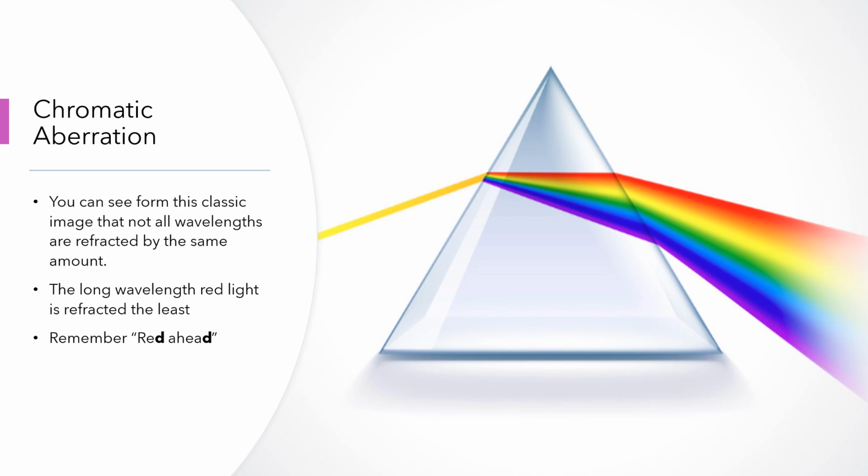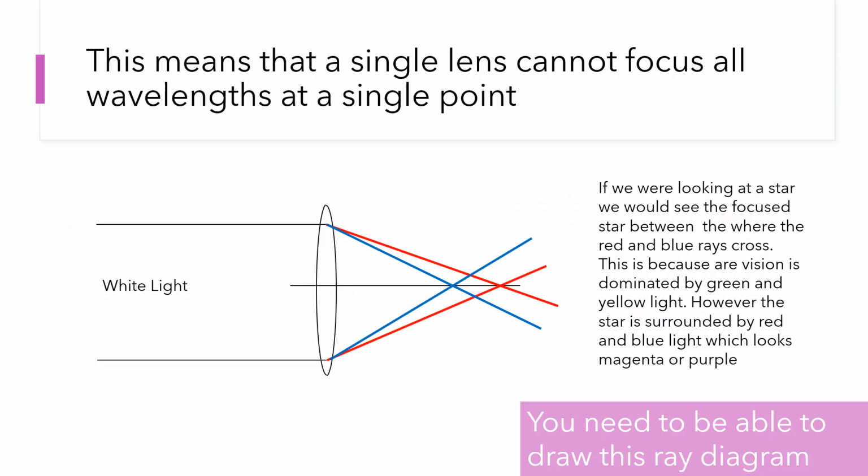So let's have a look at how this affects the image from the lens. So what you can see here is that the blue light has been focused closer to the lens and the red light has been focused further away from the lens. Now, if you were looking at a star, because our vision is dominated by yellows and greens, which are the middle wavelengths, we would see a clear star image in the center, focused between the 2 points, focused between where the red rays and the blue rays cross.